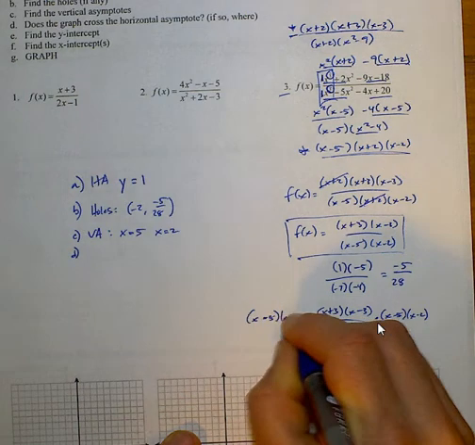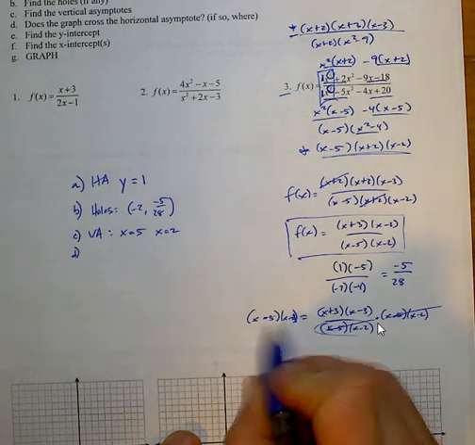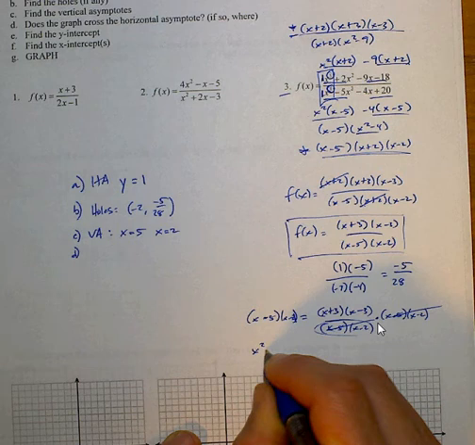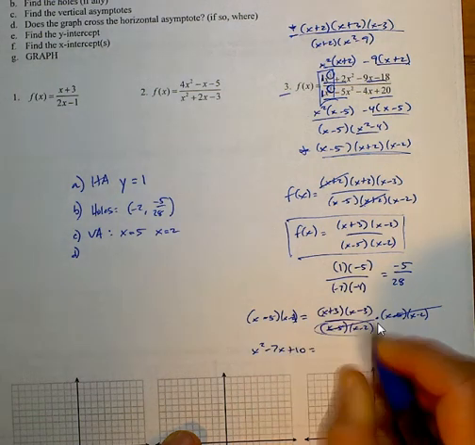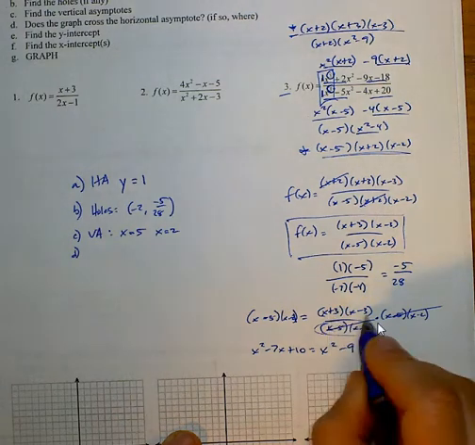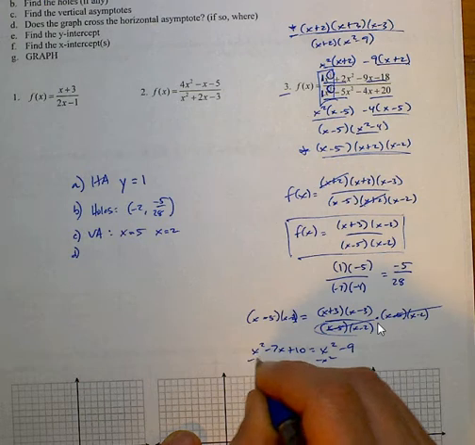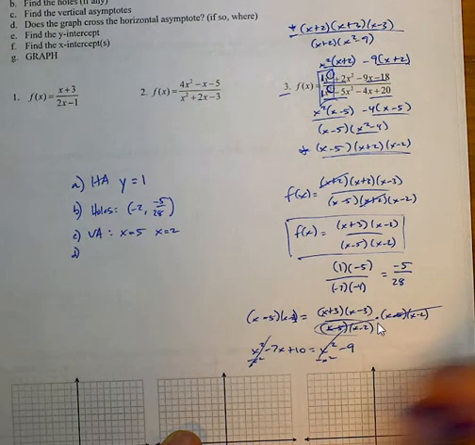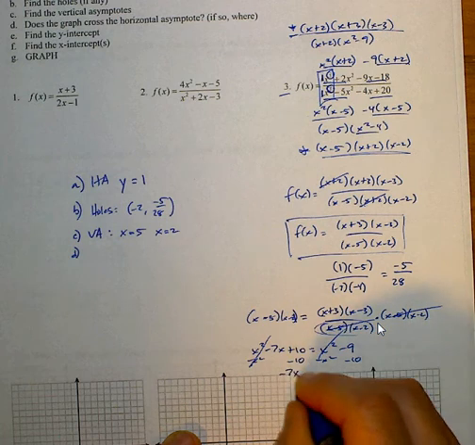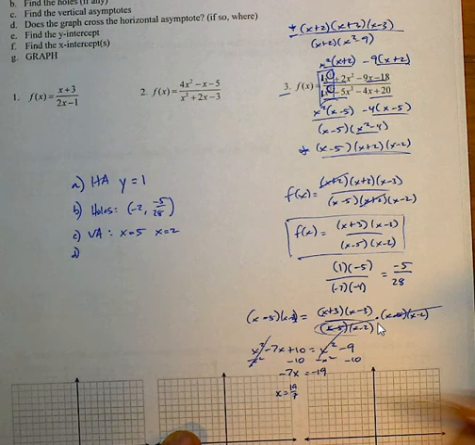So they cancel out over here, and so you just have this over here. So now we need to actually expand both of these. This gives me x squared minus 7x plus 10, and this gives me x squared minus 9, because again these are conjugate pairs. You can subtract x squared from both sides and they both go away. So now we have just a simple equation to solve. Negative 7x equals negative 19. So x equals 19 over 7.